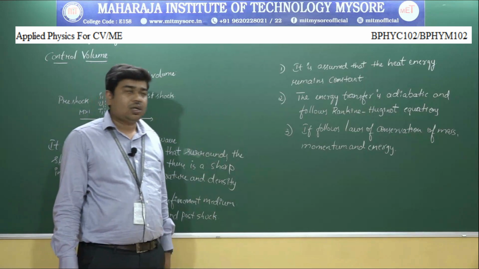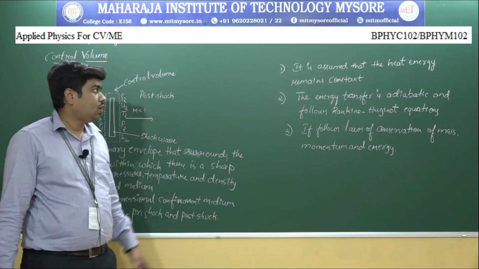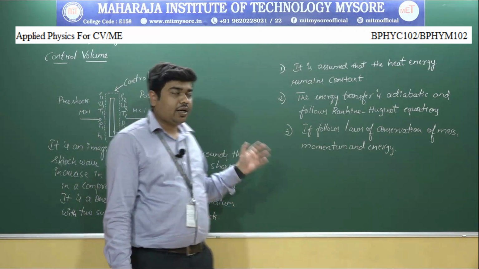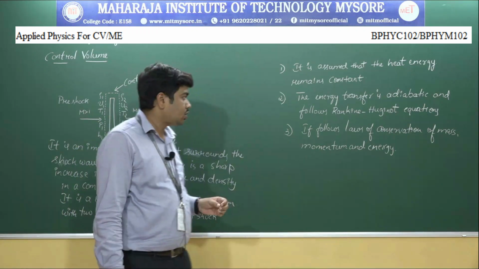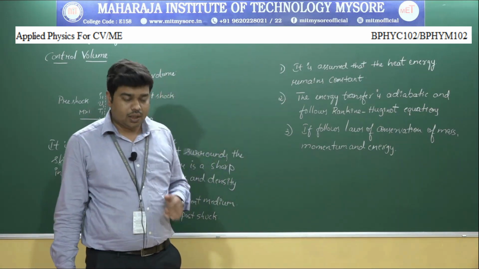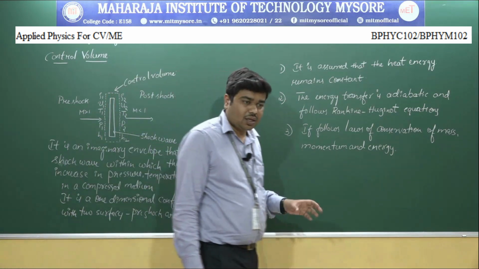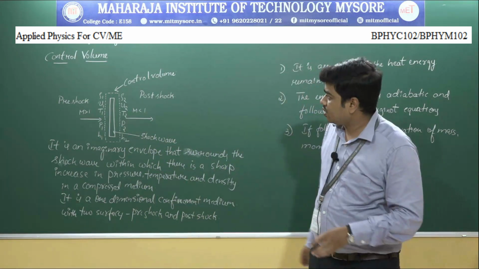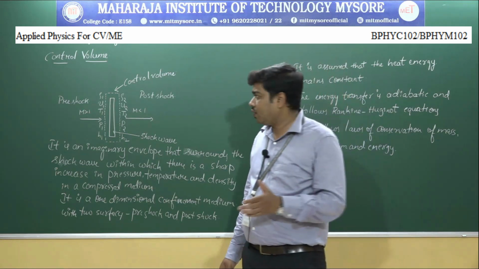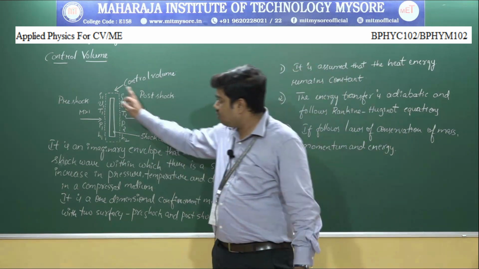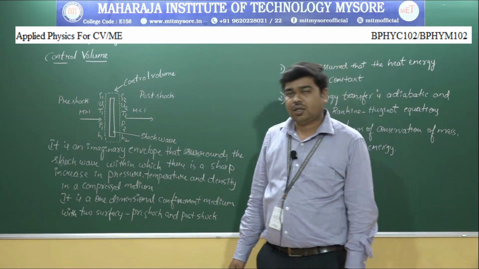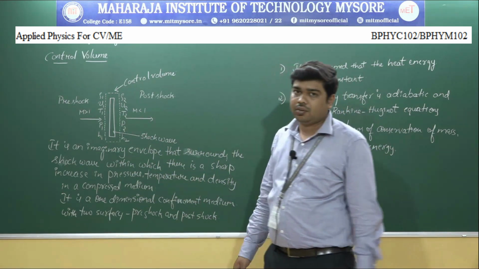So it is assumed that the heat energy remains constant, second, the energy transfer is adiabatic and follows the Rankine-Hugoniot equations, and third, it follows the laws of conservation of mass, energy and momentum. So basically this is a brief explanation of a simple model which analyzes the shock wave, and it is an imaginary envelope within which there is a large increase in pressure, temperature as well as density in the compressed medium.